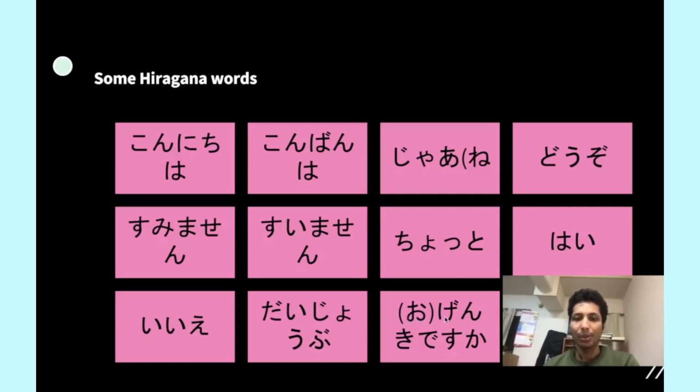Next, o genki desu ka? The o can be omitted, but still, o genki desu ka? Later on we will be learning different levels of politeness in Japanese, but for now just take it as how are you? O genki desu ka? In a polite form, how are you? Next is kudasai. Kudasai means please, please.